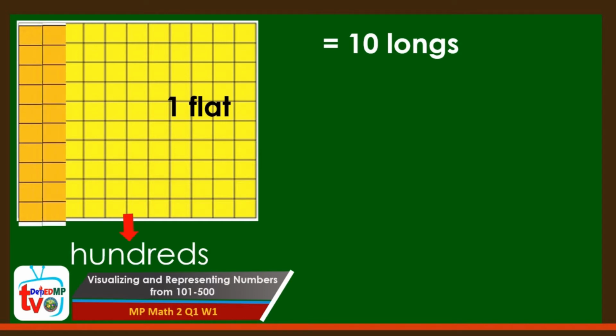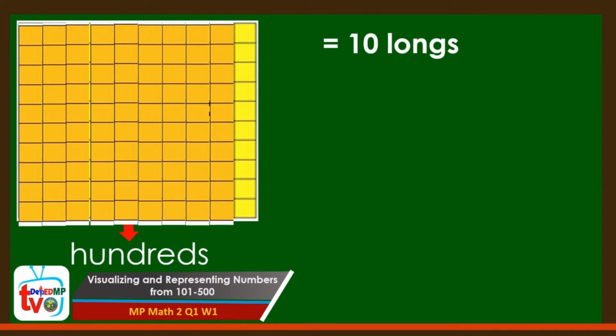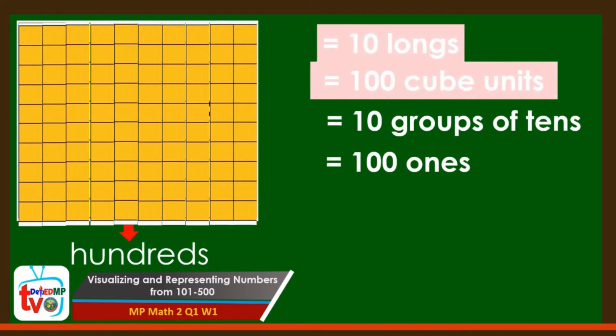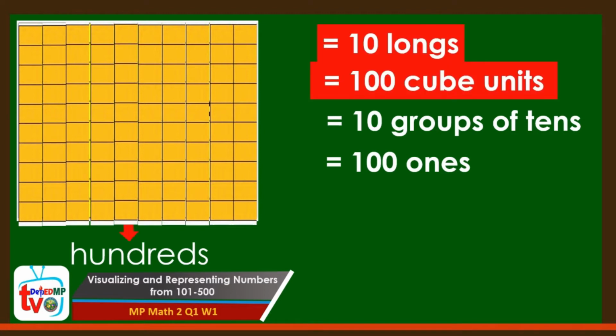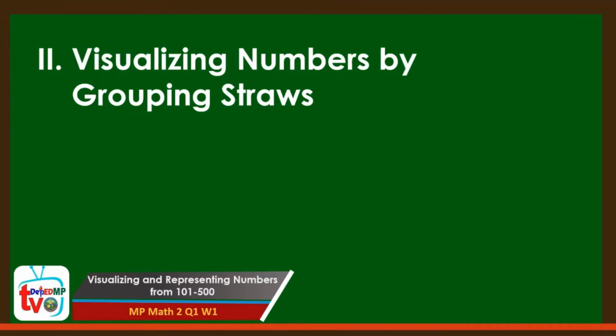So 1, 2, 3, 4, 5, 6, 7, 8, 9, 10. 1 flat is also equal to 100 cube units. And 1 flat is also equal to 10 groups of tens, and also equal to 100 ones. Now we are done with using arithmetic blocks in visualizing numbers.